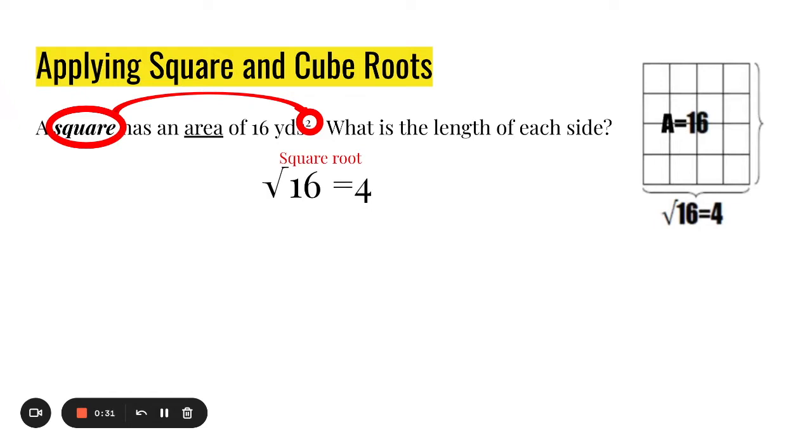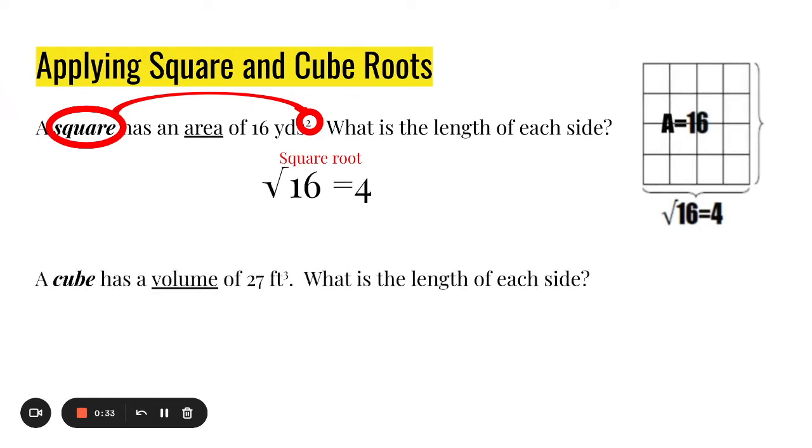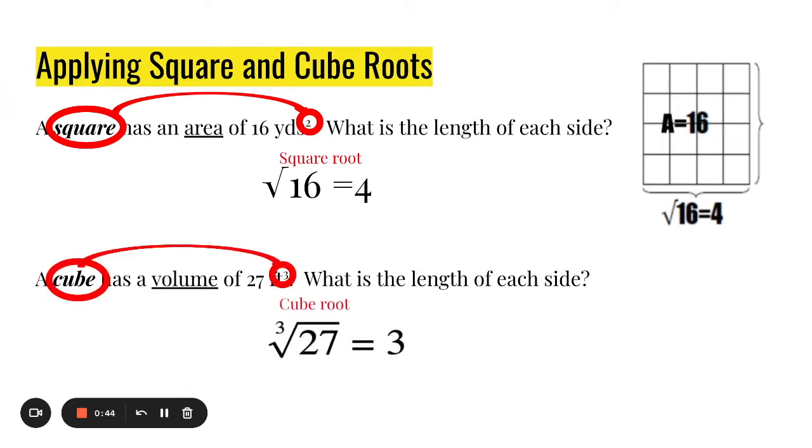which means the square has side lengths of 4. A cube has a volume of 27 feet cubed. What is the length of each side? Notice we're talking about cubed units, so we're going to undo that by taking the cube root of the volume 27, which is 3. That means the side length of our cube is 3 feet.